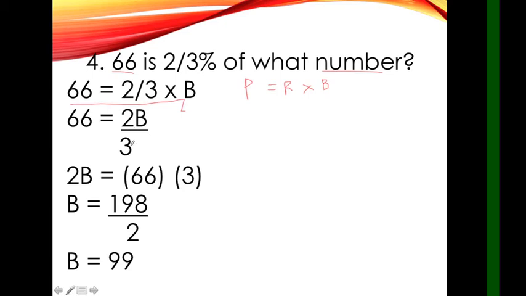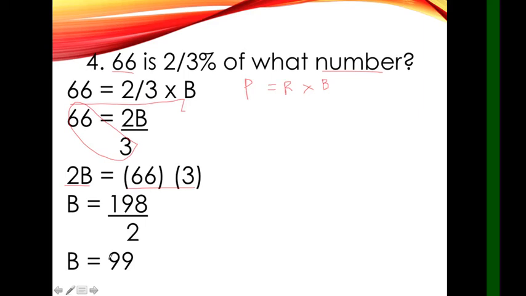And then we will do cross multiplication here. So 3 times 66. That's why it became like this. And then what remains is 2b. Multiply the two and you get 198. Then divide both sides by 2. So we divide them by 2, and the 2 here cancels. So the answer is 198 over 2 equals 99.